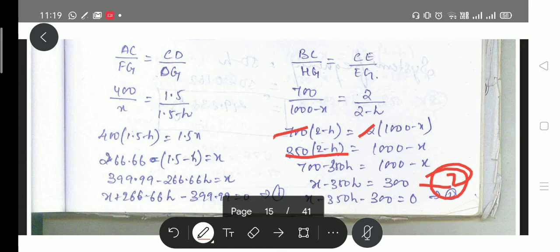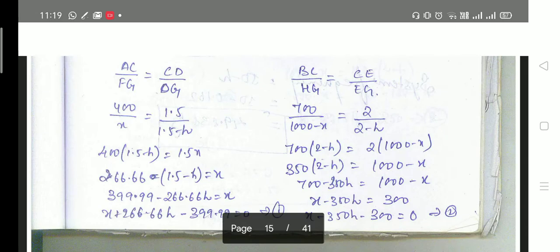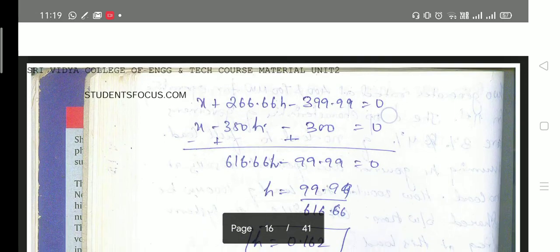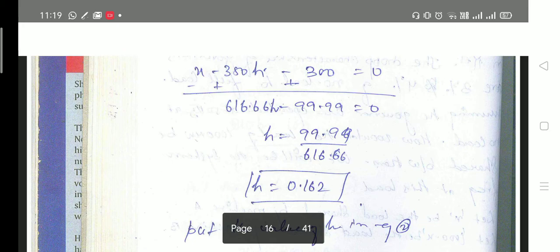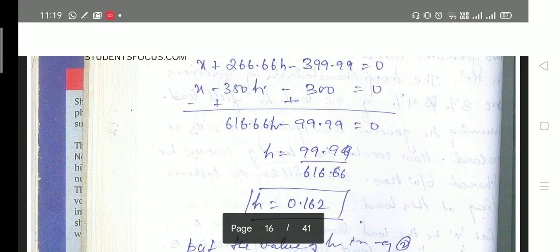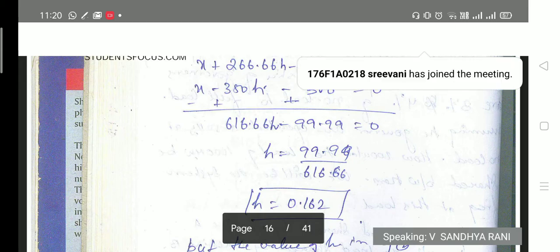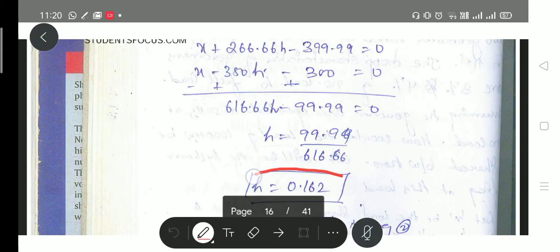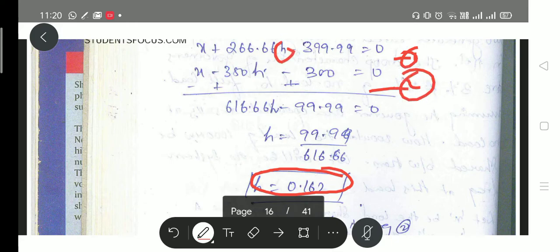From both the equations we can calculate the H value first. So from these both equations we will get the H value as 0.162. Then after we can substitute in any of equation 1 or 2, and we will get the X value. In place of H we can substitute 0.162, then we will get the X value also.